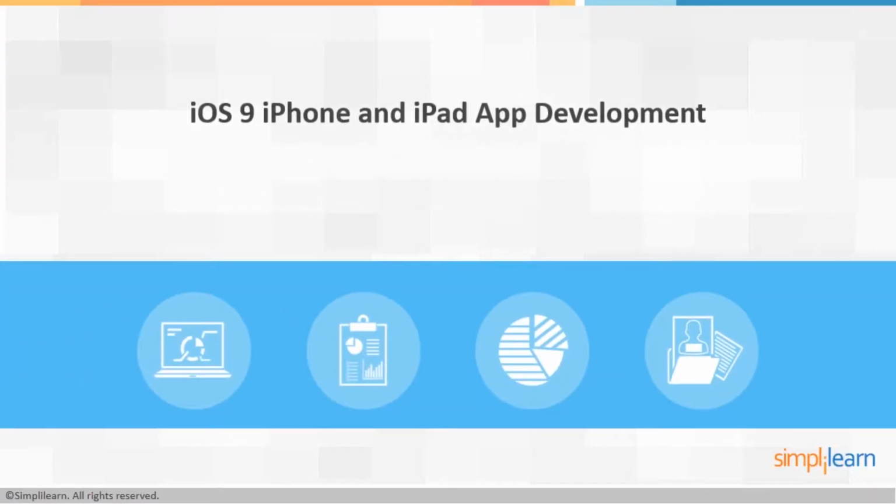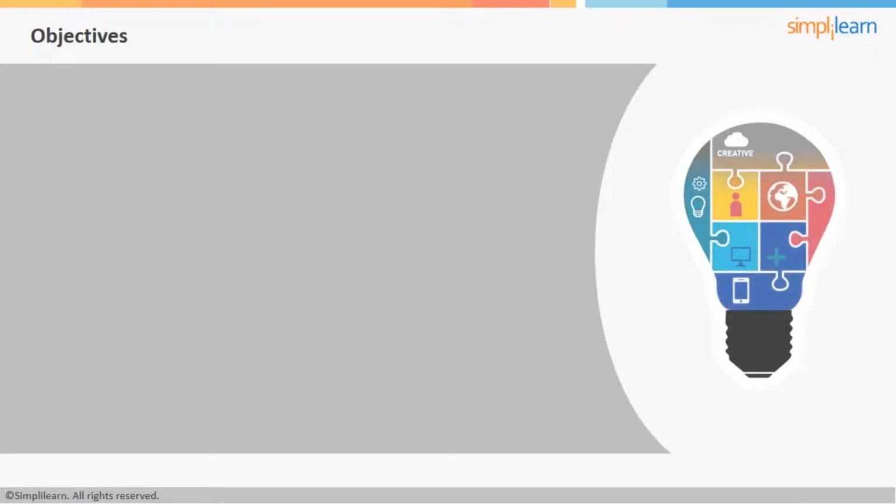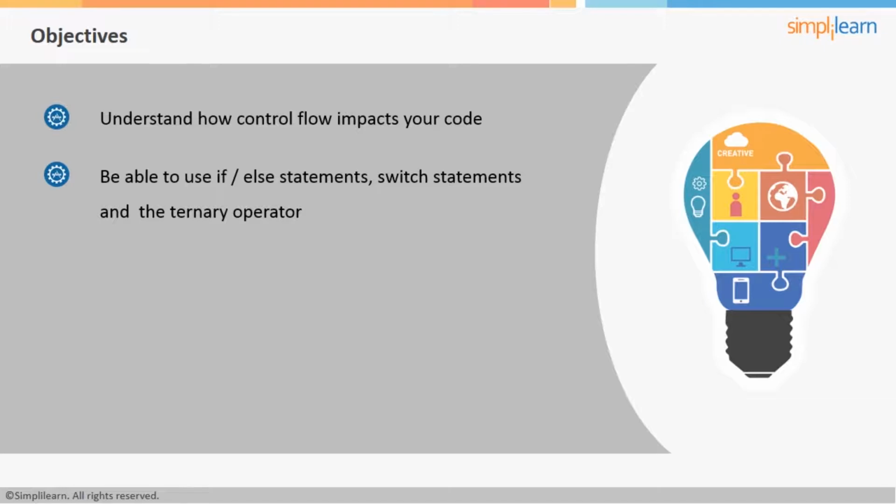Welcome to iOS 9 iPhone and iPad app development, lesson 2, Swift 2.0 control flow. In this lesson we're going to learn about control flow, and by the end of the lesson you'll be able to understand how control flow impacts your code and specifically what control flow is. You'll be able to properly use an if-else statement, a switch statement, and the ternary operator, and you'll understand how loops work. So over the next few videos we're going to cover this in detail, and I'll see you there.